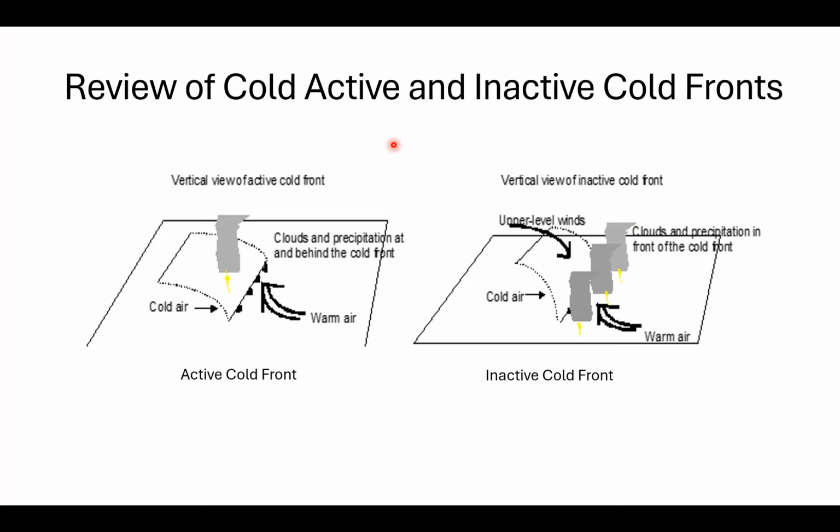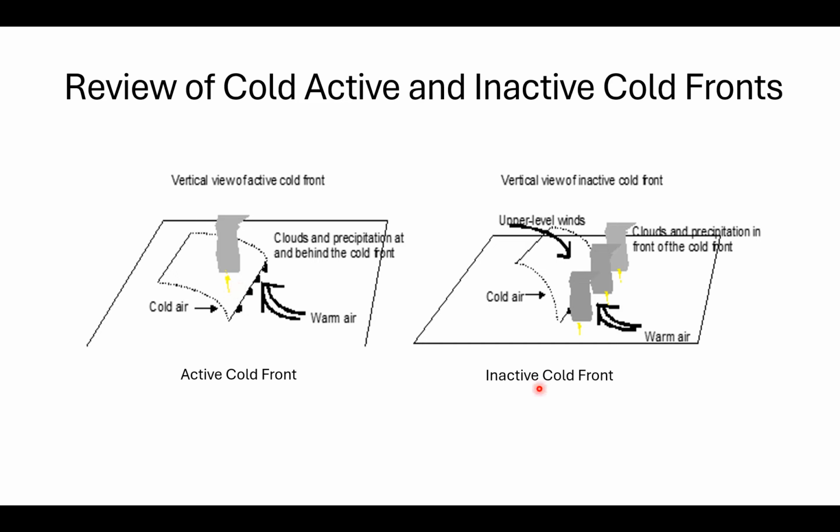So here's a quick review of the cold fronts, the cold active and the cold inactive fronts. Over here on the left, we have an active cold front, which is just a quick summary again. This is showing colder air moving into an area, the warm air being lifted ahead of that colder air, ahead of the cold front. And again, with an active cold front, we generally have a slower moving front with precip at and behind the front.